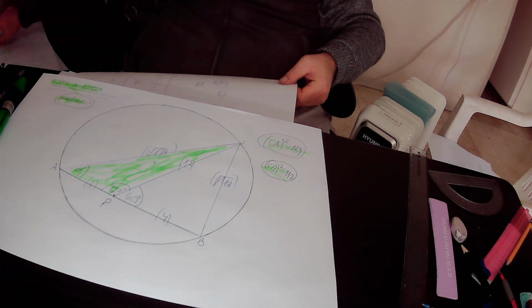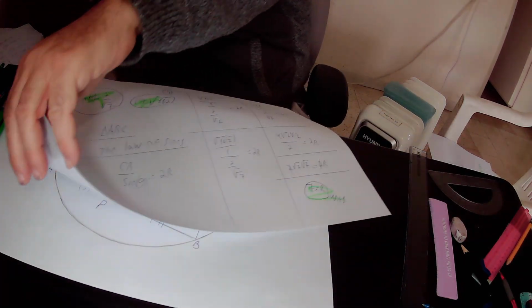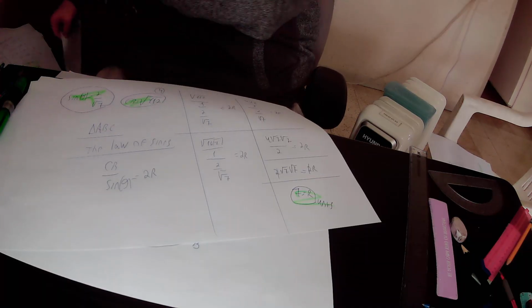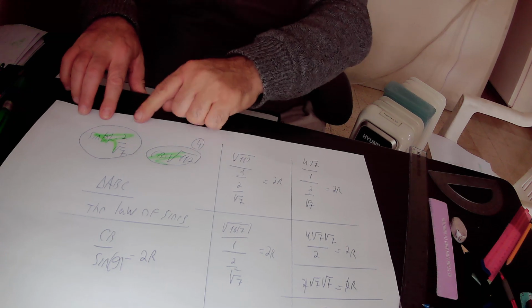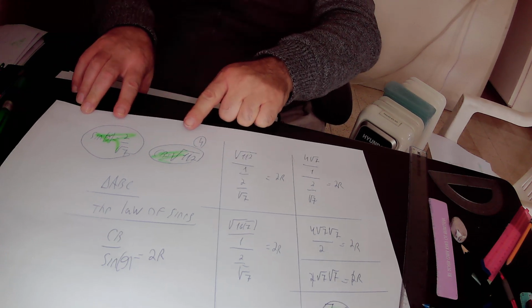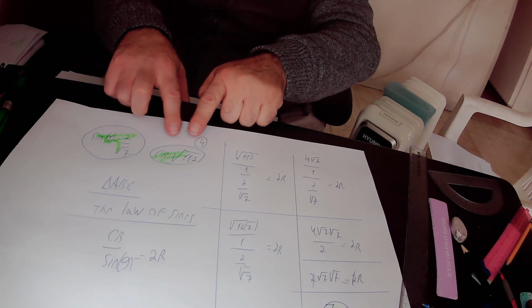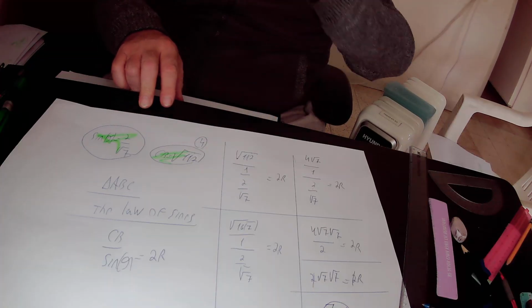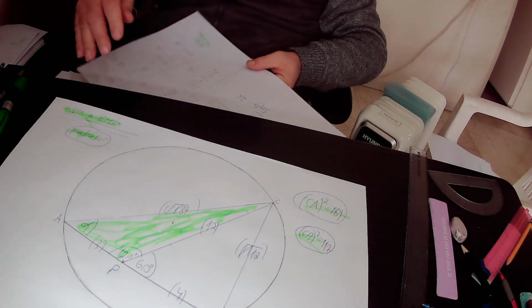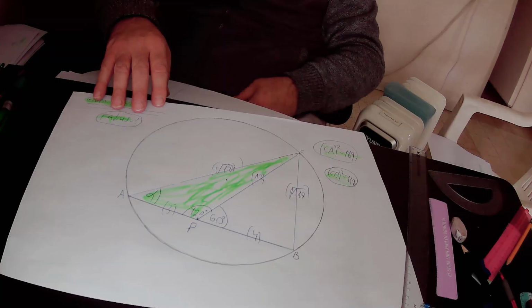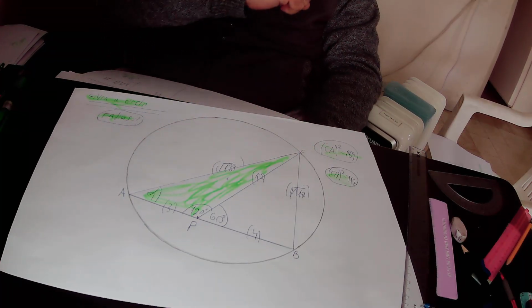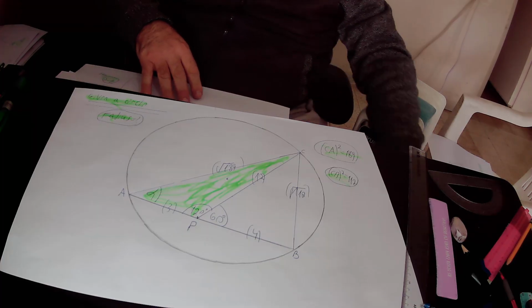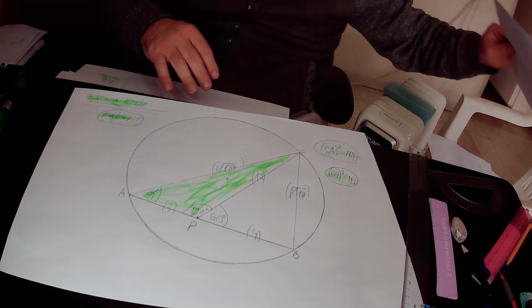And again, we found that sin alpha equals 2 over square root of 7, and we already found that CB equals the square root of 112. The next step, we implemented the law of sines in this big triangle ABC. Let's repeat the law of sines.